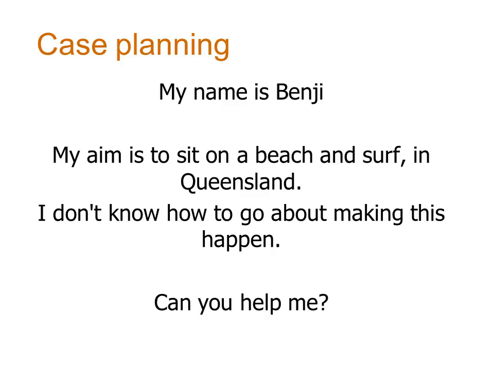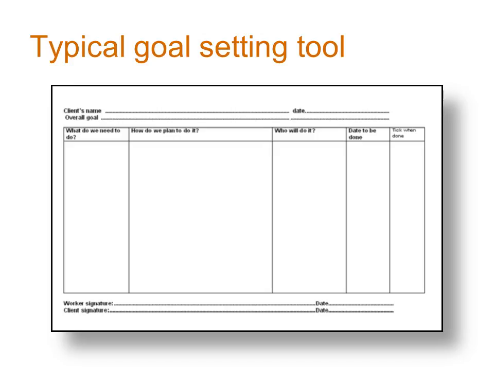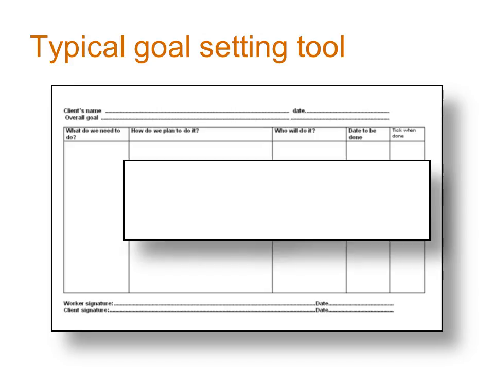His aim is to sit on the beach to surf in Queensland, and we're going to help him put a case plan together. The tool that's on the screen at the moment is pretty typical of what you're going to find to help people put into place on paper what their goals are. Anybody got any ideas as to why we would do this? Why we're bothering to put it in writing?